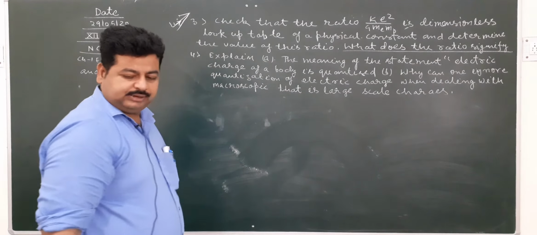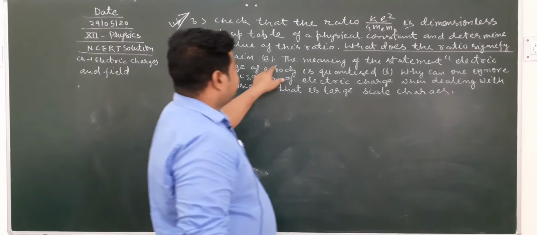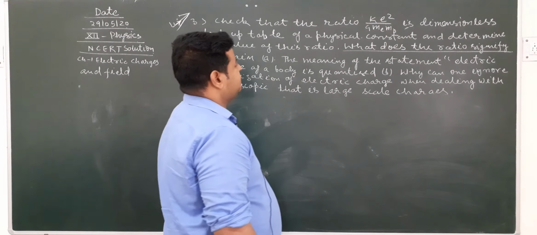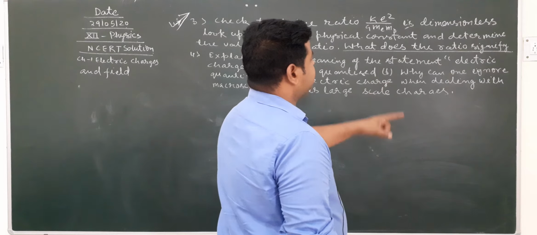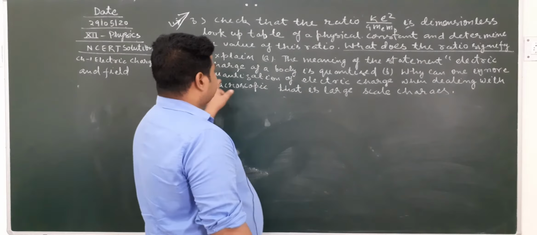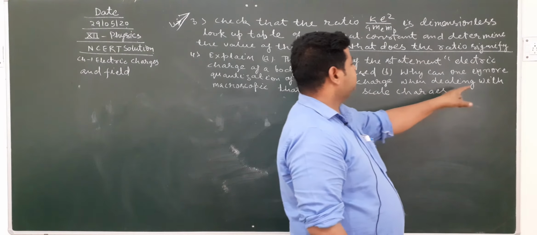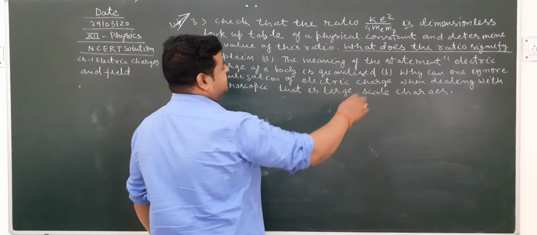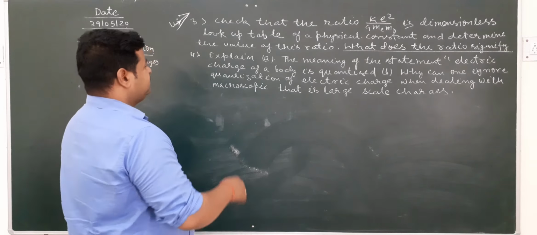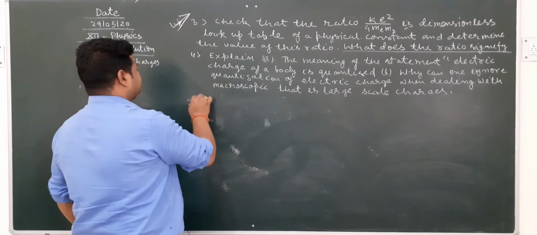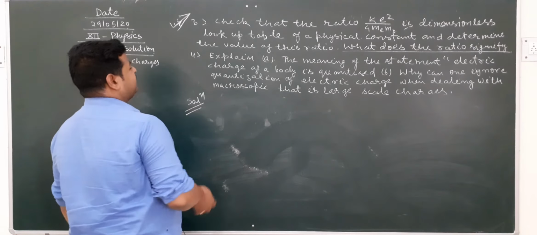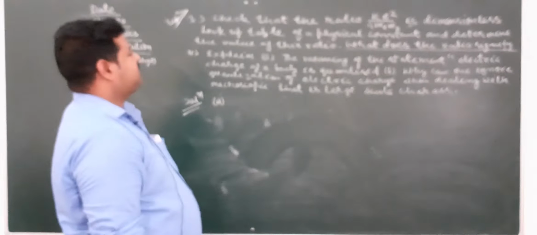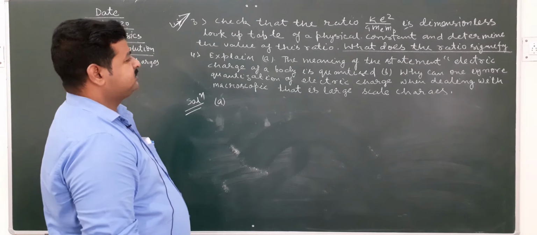The fourth question is: explain, A part, the meaning of the statement electric charge of a body is quantized. B, why can one ignore quantization of electric charge when dealing with macroscopic, that is large scale, charges. Clear? So here we solve one by one, that is part A and part B. Solution of A is the statement of the quantization of charge. Clear?